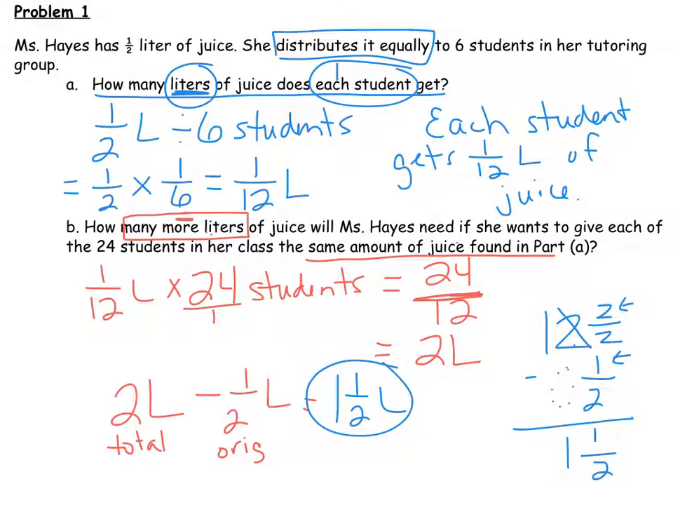So that's what she's going to need if she gives juice to all 24 students in her class. So we need to write our answer statement. Mrs. Hayes will need 1.5 liters. Make sure that L is capitalized.